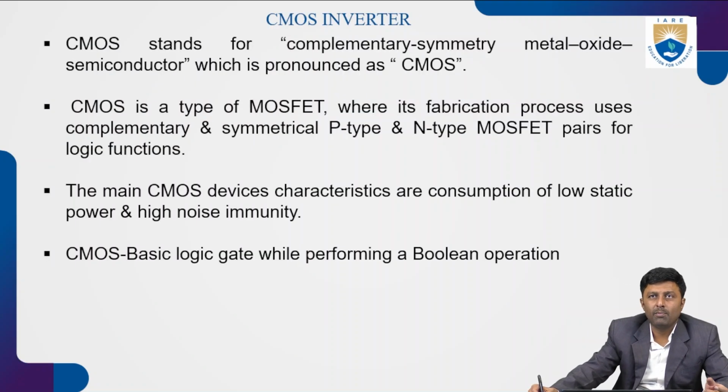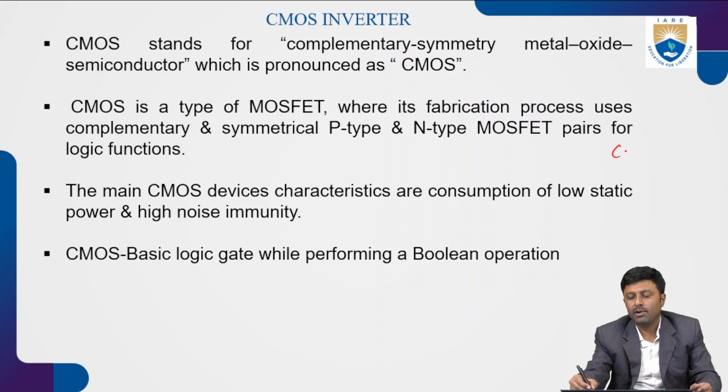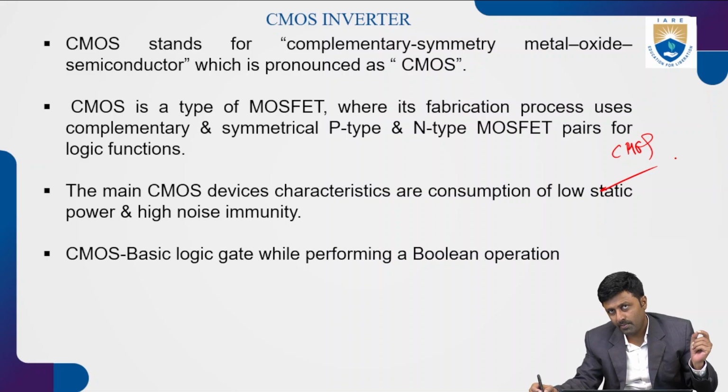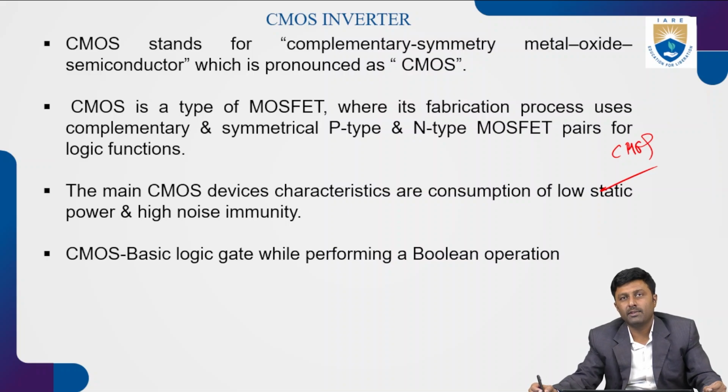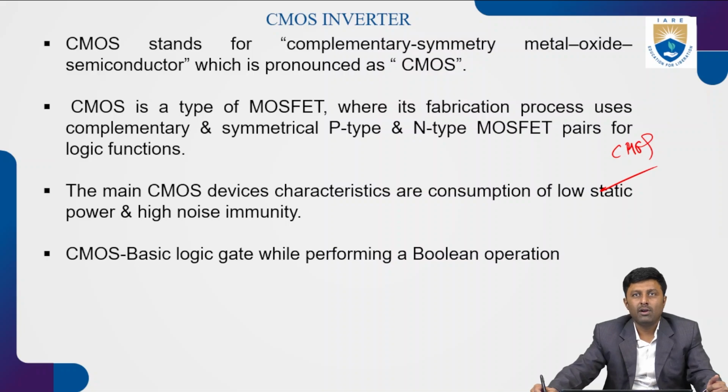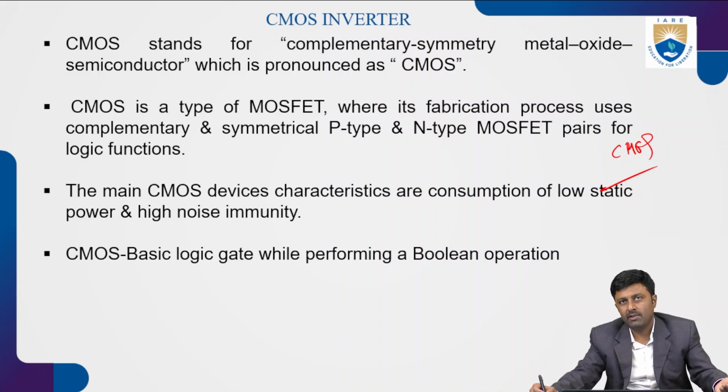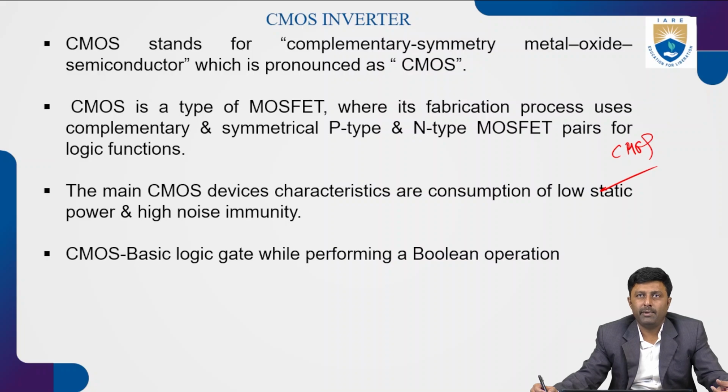CMOS stands for complementary metal oxide semiconductor device, which is generally pronounced as CMOS. CMOS is a type of MOSFET. In the previous video lectures, we have seen the working of the MOSFET. There are two types of MOSFETs, N-type and P-type, and the third type of MOSFET is a CMOS. It is called complementary metal oxide semiconductor.